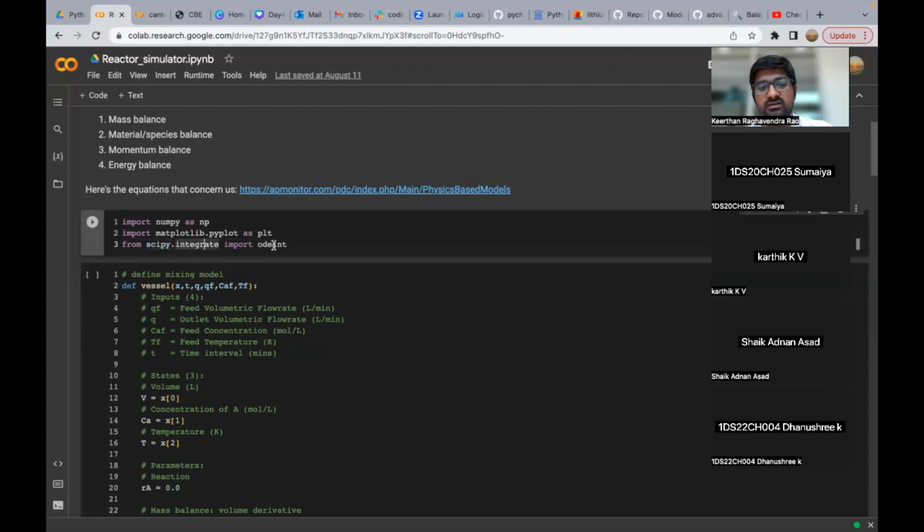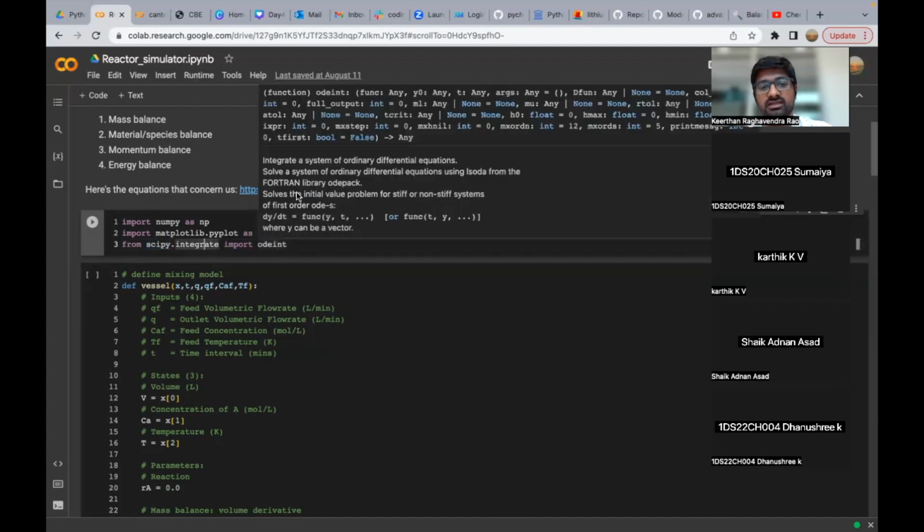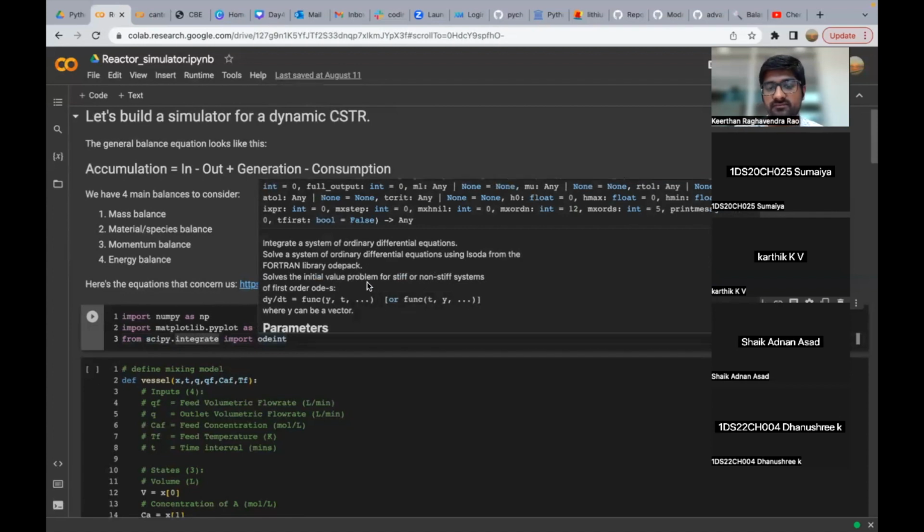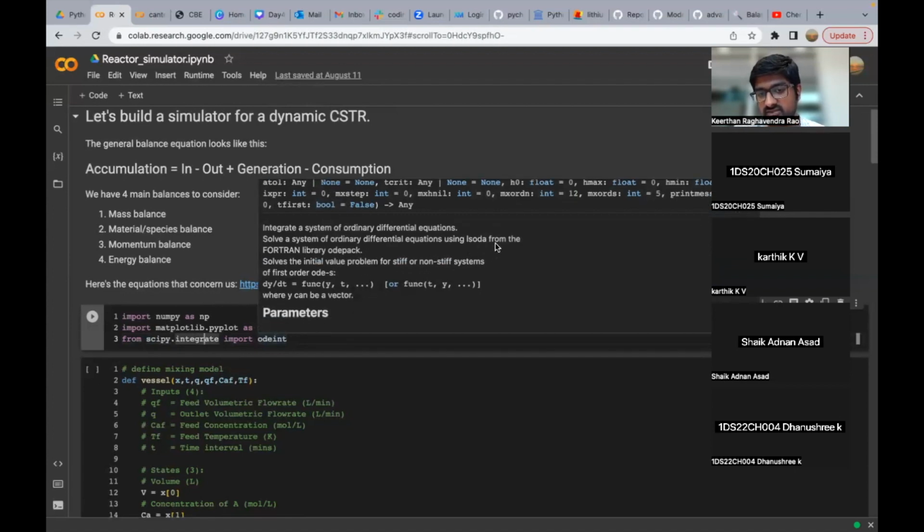If you hover over odeint, it will show the description here. This is a function, and it's got a set of arguments. It integrates a system of ODEs, ordinary differential equations, which is what we are dealing with. It solves a system of ordinary differential equations using the LSODA method from the Fortran library. You don't have to worry about what this is. All we need to know is how we can use this function to solve our purpose. It's used for initial value problems, which is what we are dealing with, and it can also work with stiff and non-stiff systems, which is a good thing.